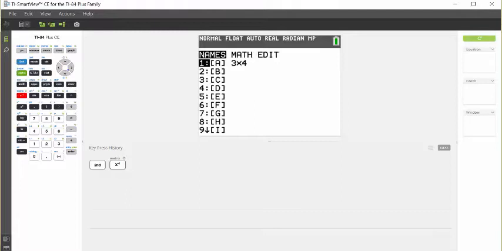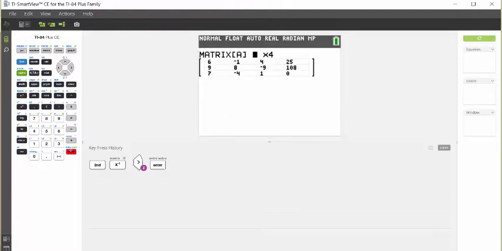I'm going to arrow over and edit and hit enter. I'm going to edit matrix A. It's going to have 3 rows and 4 columns. So if yours doesn't say 3 by 4, you need to type in 3 by 4. Now type in the rows.